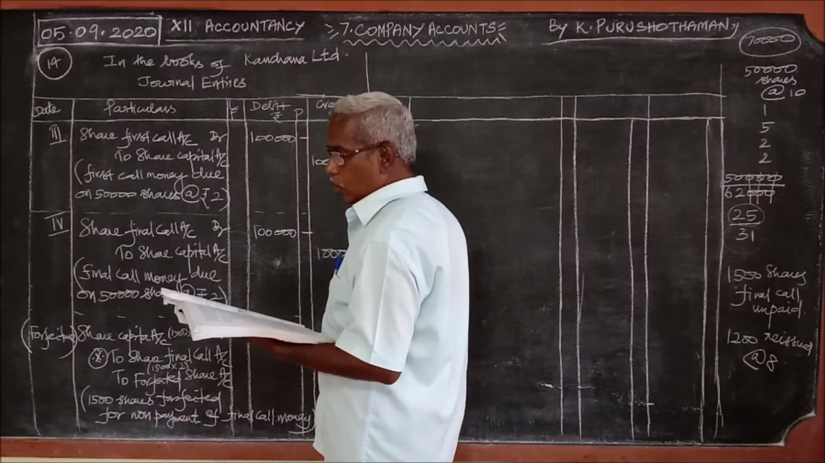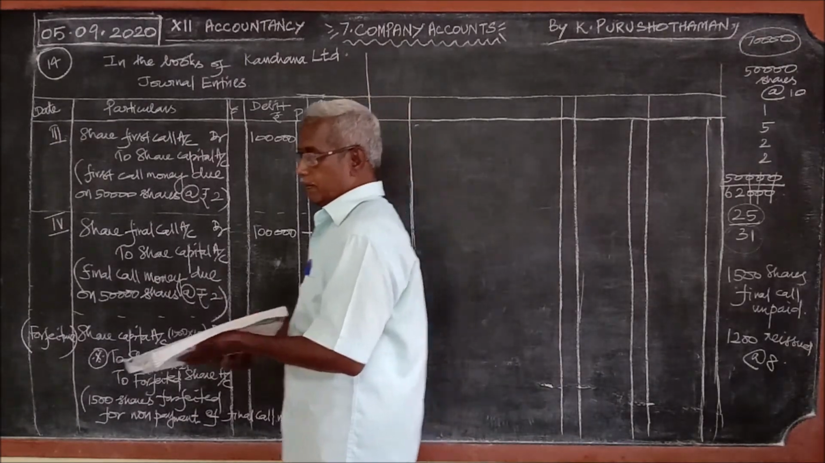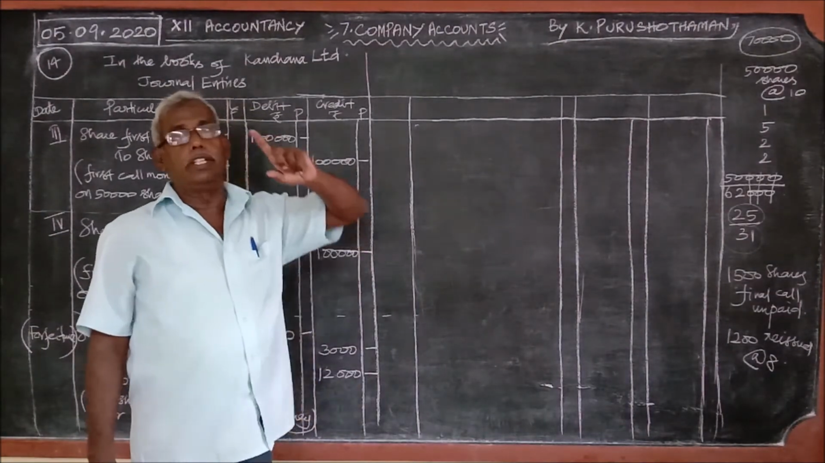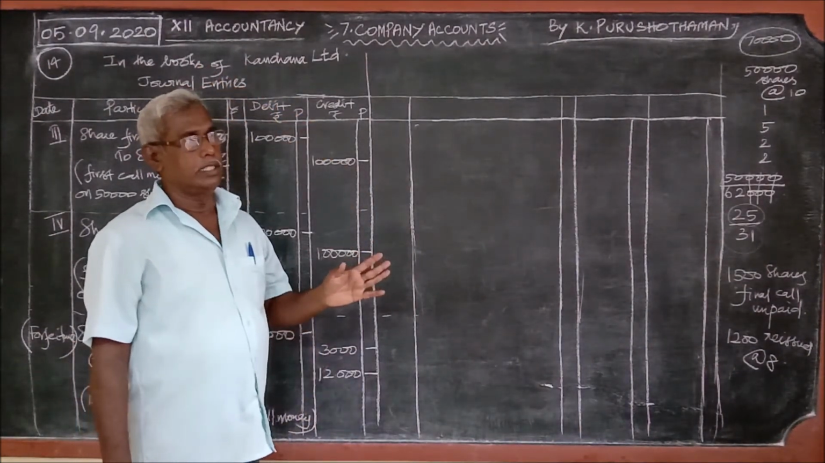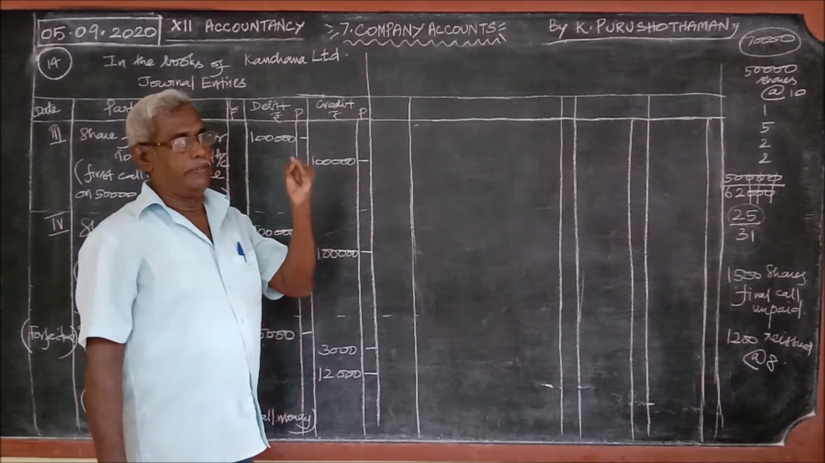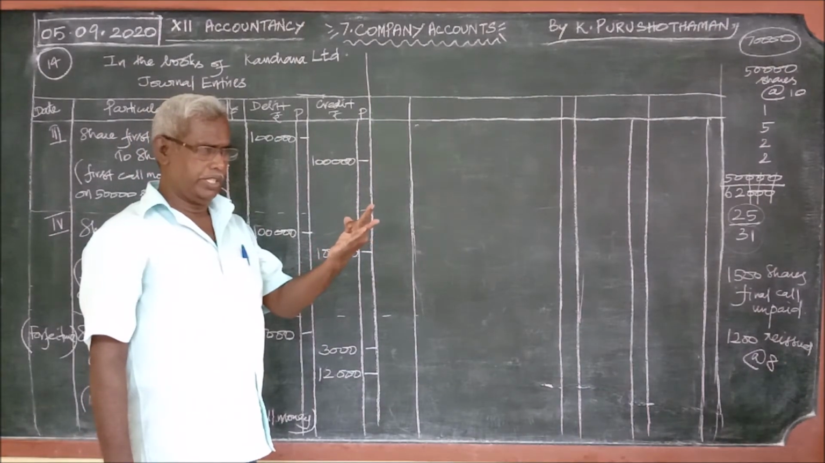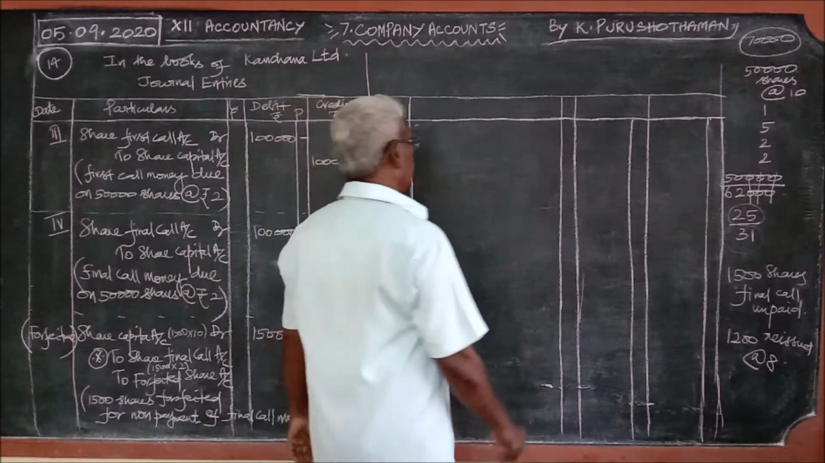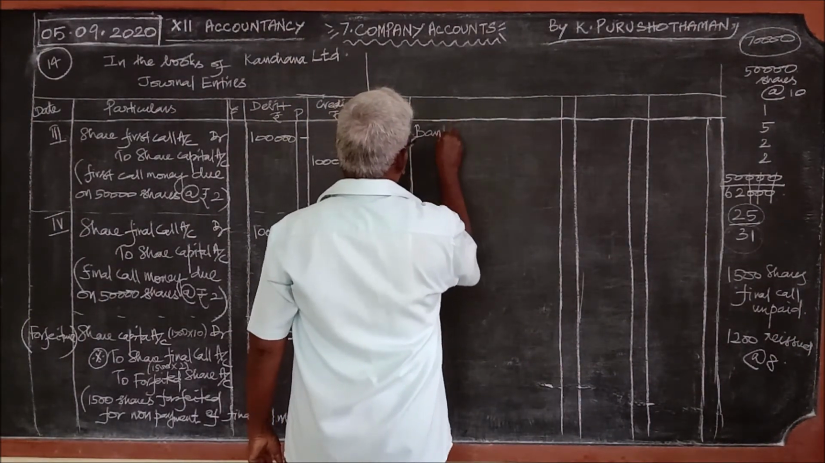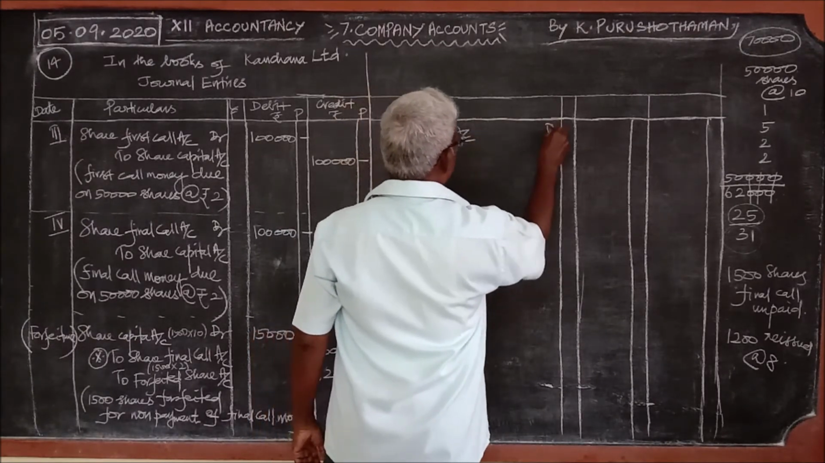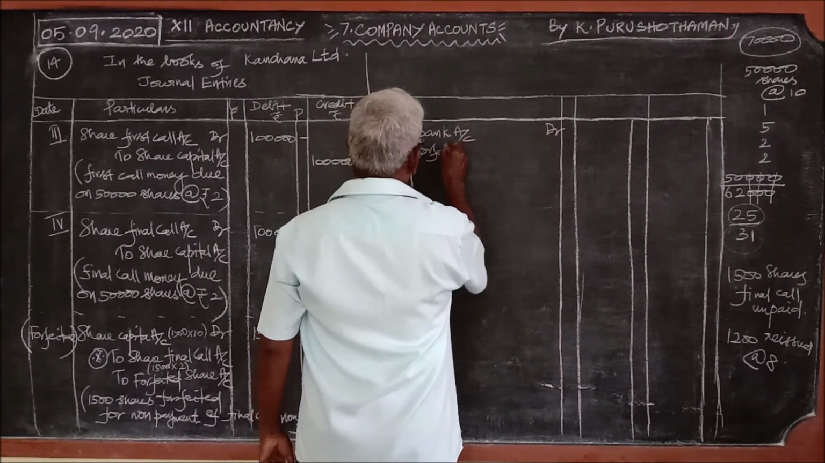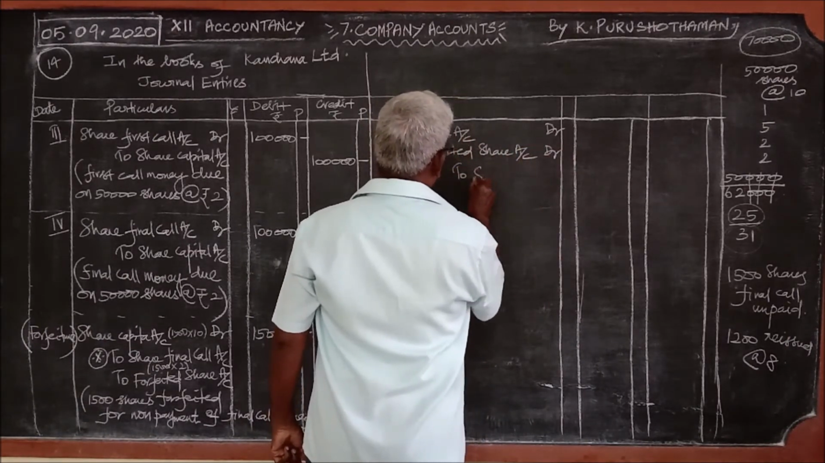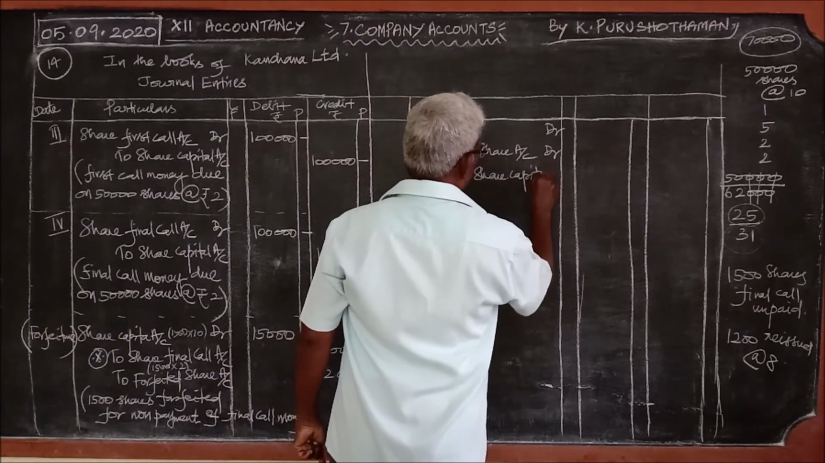Reissue. Later 1200 forfeited shares were reissued. It is given. I told you, for forfeiture only one journal entry, and for reissue there are two journal entries. Totally, if the question is asked for 5 marks, for forfeiture one journal entry, for reissue two more journal entries, and therefore three journal entries we must pass. One we have passed, and for reissue we are going to pass the journal entry. For reissue the money will be received by the bank, therefore bank account debit, forfeited share account debit, to share capital account.